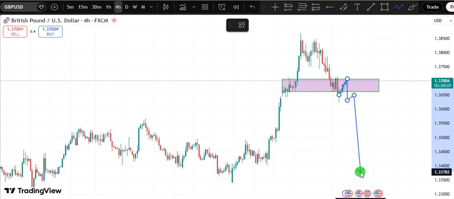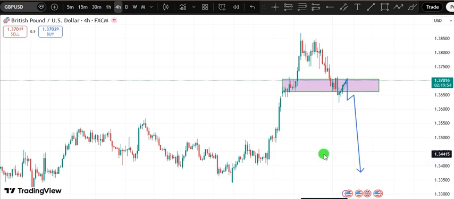So let's see what really happens. For now, I would suggest don't be in a hurry to trade the US session. Just calm down, let the market settle. Once the market settles in, you can look for a trade. So for now, just be relaxed and let the market do what it's doing. But this is what I'm looking at for today on pound dollar.